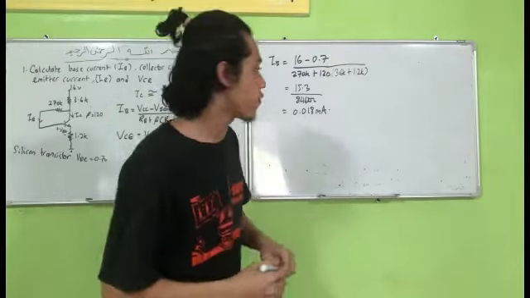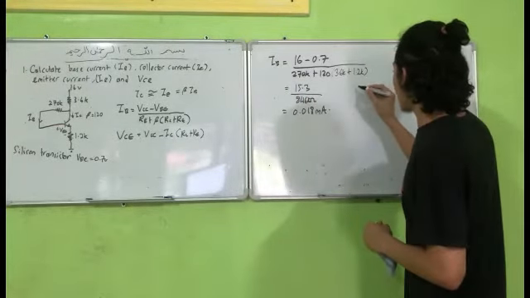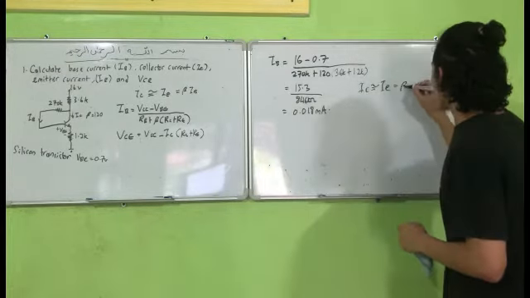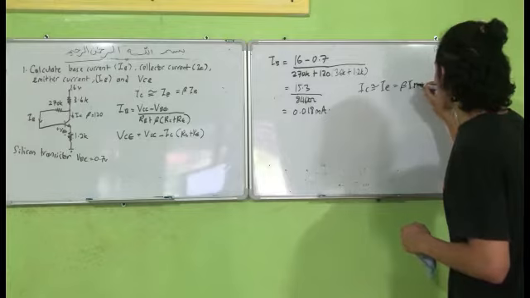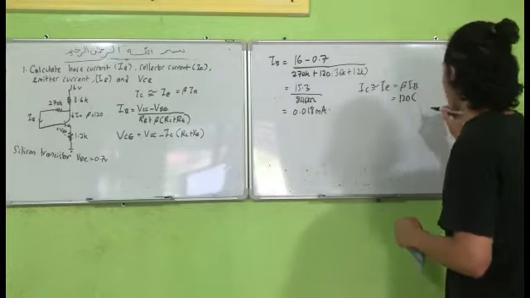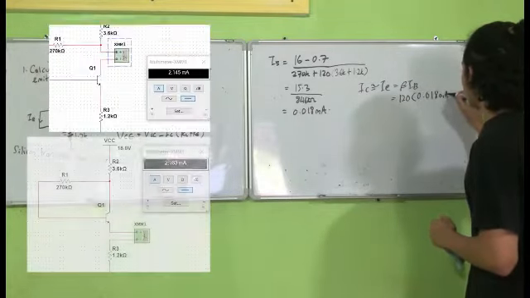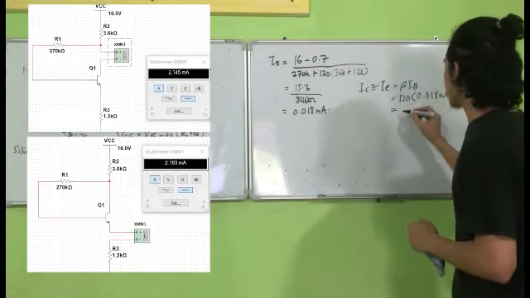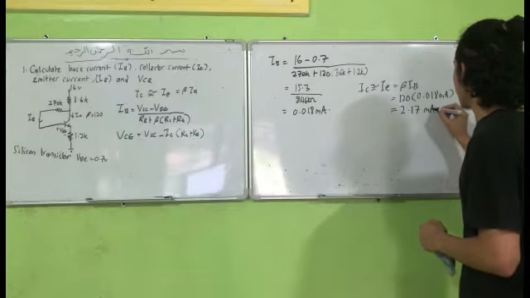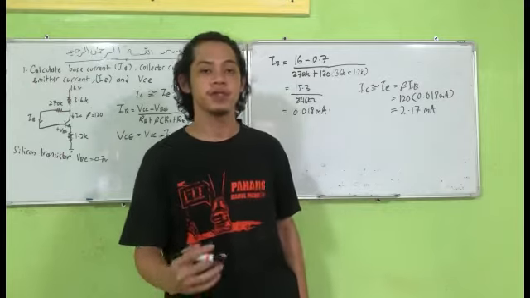After that we have to find the value of IC. As we know, IC is equal to IE, which is beta multiplied by IB. The value of beta is 120 multiplied by 0.018 milliampere. So the value that we get is 2.17 milliampere. After that, we have to find the value of VCE.